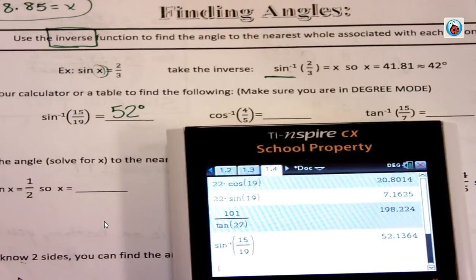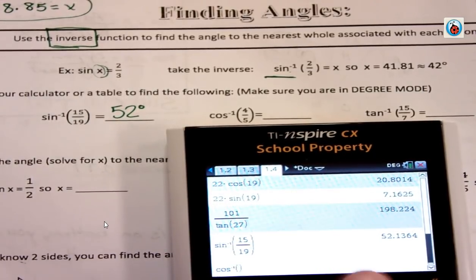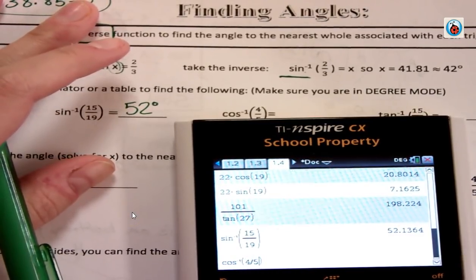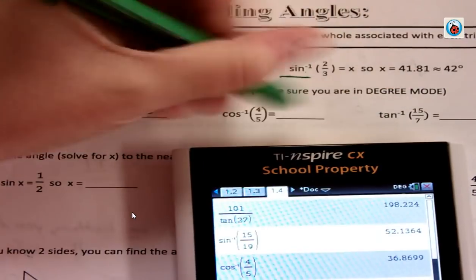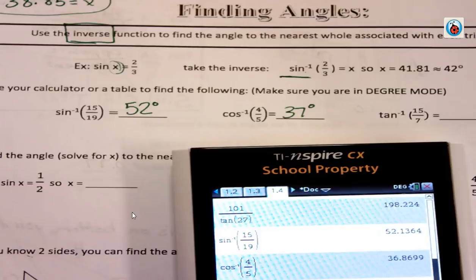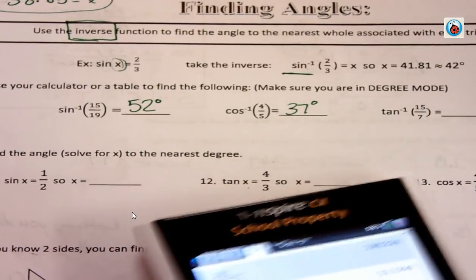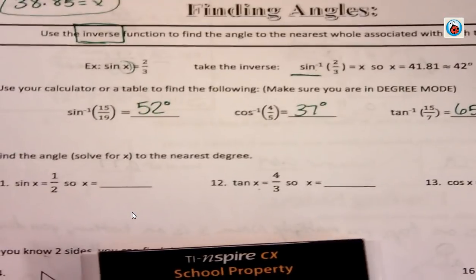Okay, all this is showing you how to put this into the calculator. So when you use cosine, 4 divided by 5, you're going to get 37 degrees. When we are solving for the degree, typically we solve to the nearest whole number. Alright. And then the last one's 65. Let's check your answer.